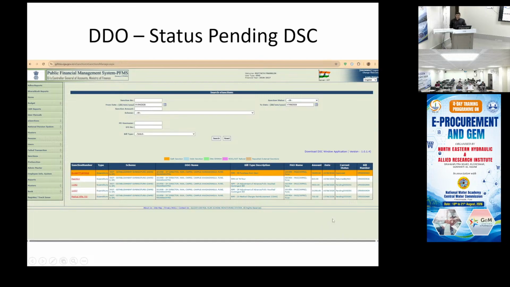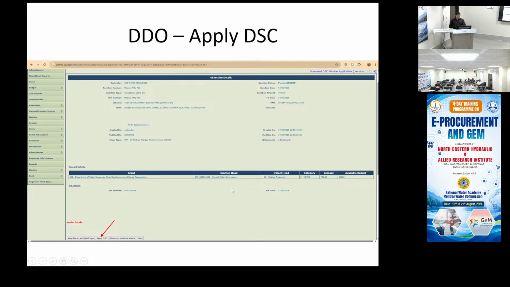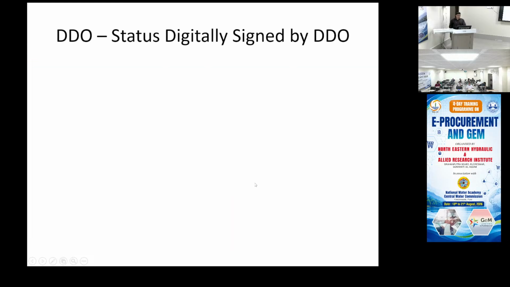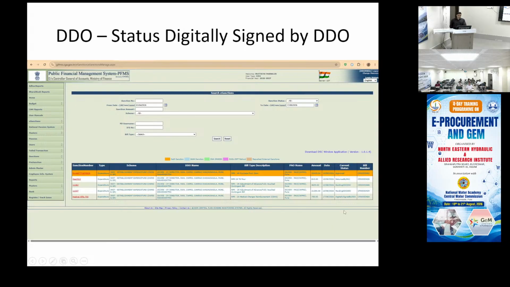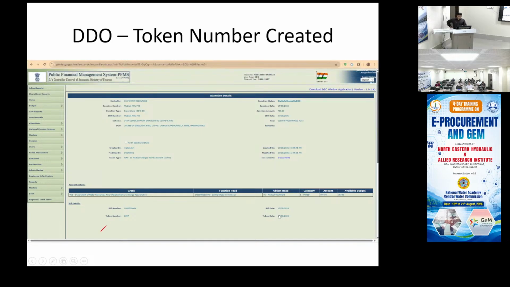Now once the bill is generated, you can see the CP number is also generated and it shows pending DSC. Now you open the bill and apply DSC. Now it goes to the PO for final payment. Okay. You can see the token number is also created, the token date.